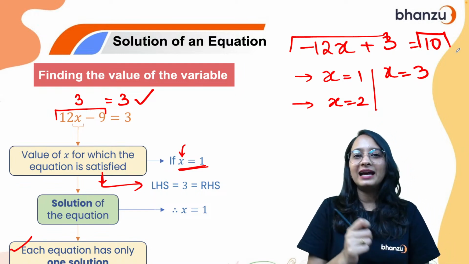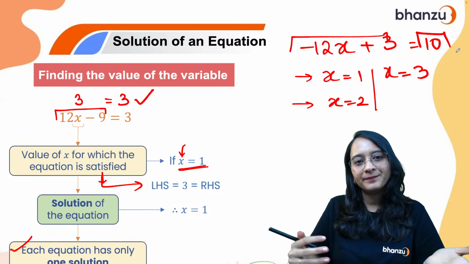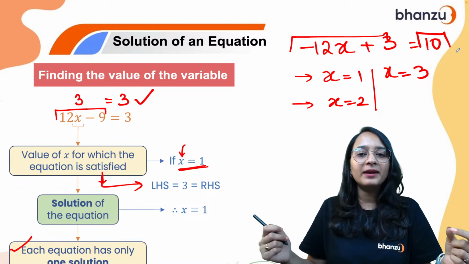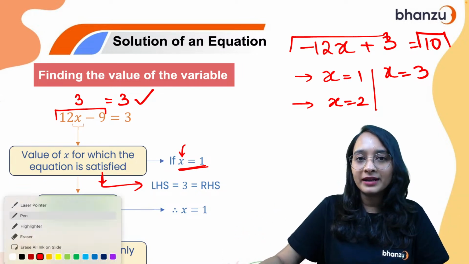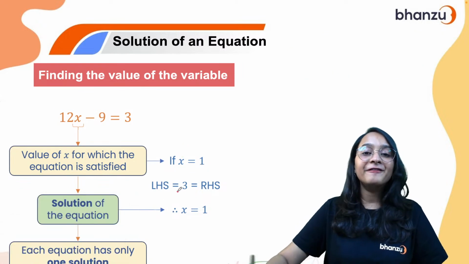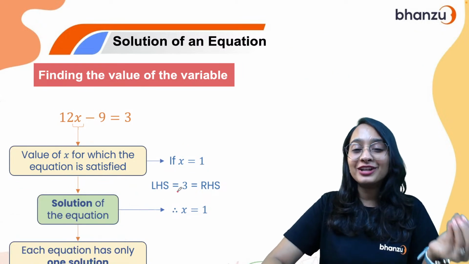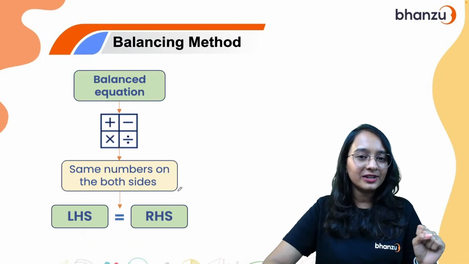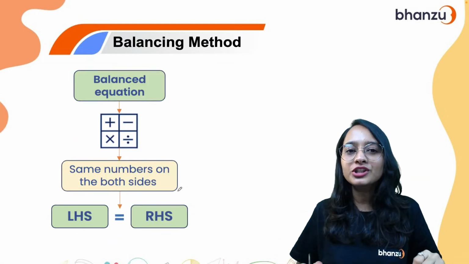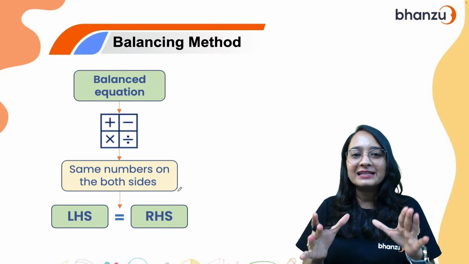Do you think that this is time consuming? Of course it is. Hit and trial method is time consuming. है ना? That is why we found easier ways to find the solution of the equation. So the first method we are going to talk about is the balancing method.